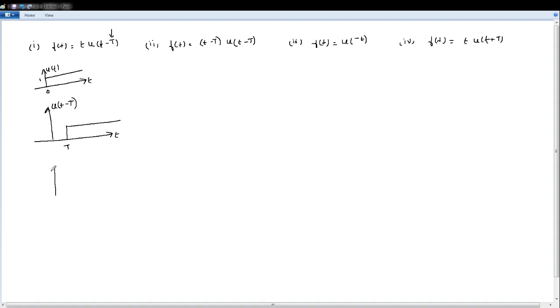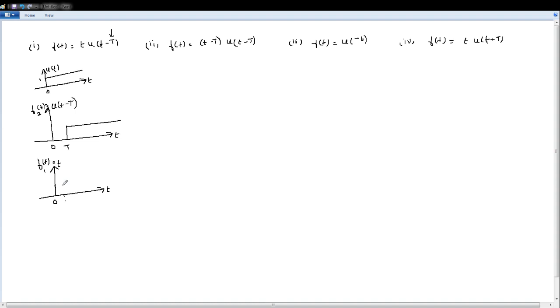So f of t is equal to t with respect to time, this is f of t. I'm breaking this out, so I'll take this as f1 of t and this as f2 of t. Now f1 of t is t with respect to t. So when t is equal to 0, f of 0 is 0, so it will be here. When t is equal to 1, f of 1 is 1. That is somewhere here.